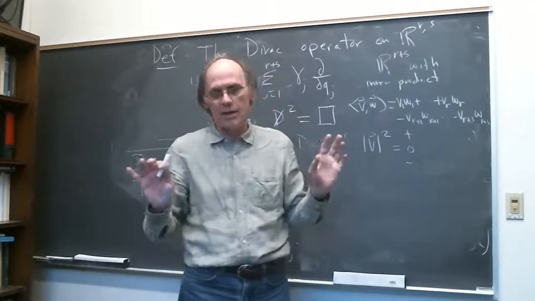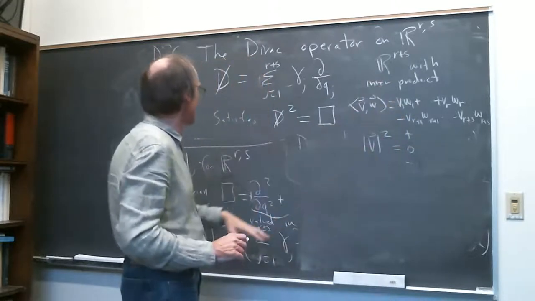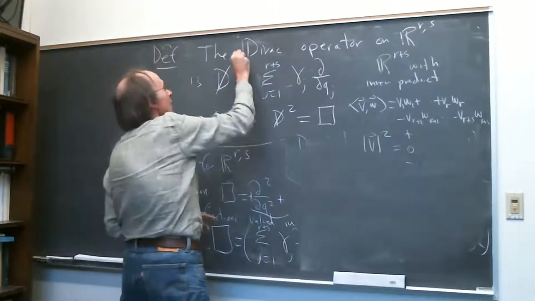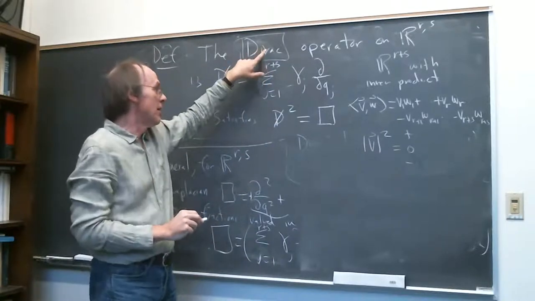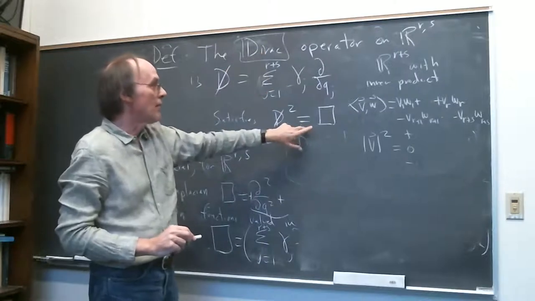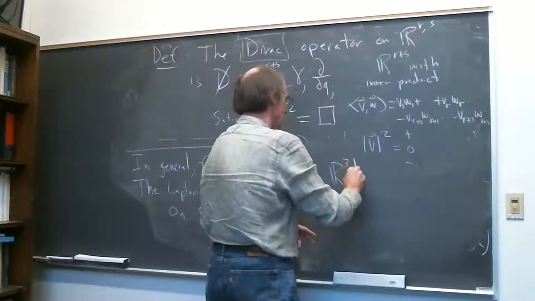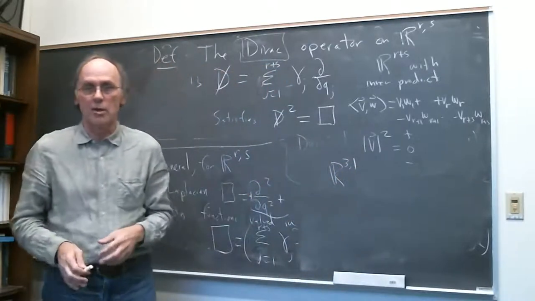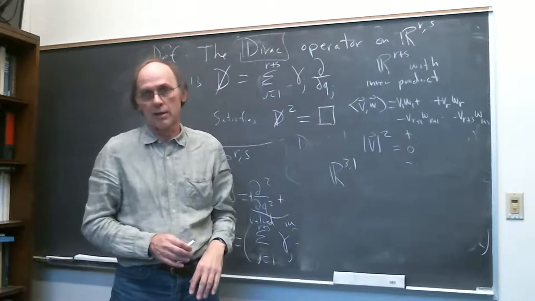So far, this is really at this point just a little bit of motivation. What this means when people talk about the Dirac operator, they're typically talking about this thing in the case R31. This is what it is physically, but you can do this for any values of R and S.